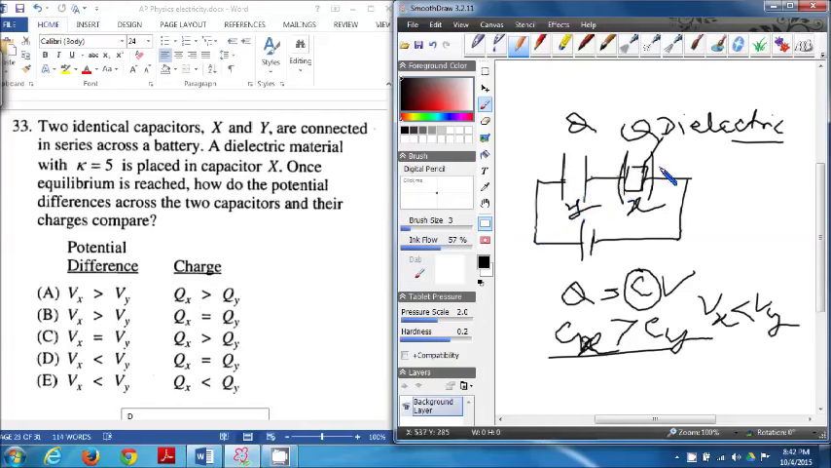So the charges will be the same, but because the capacitance with the dielectric will be more, Cx is greater than Cy. Q is equal to CV. So when Cx is greater than Cy, then Vx will be less than Vy. So we can see Qx is equal to Qy, then Vx is less than Vy. D is the answer.